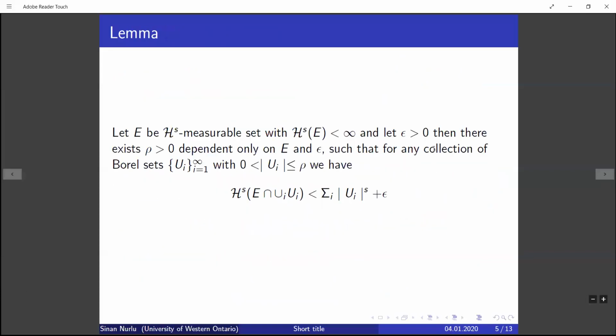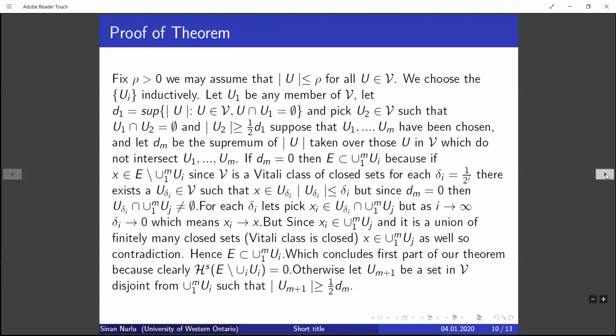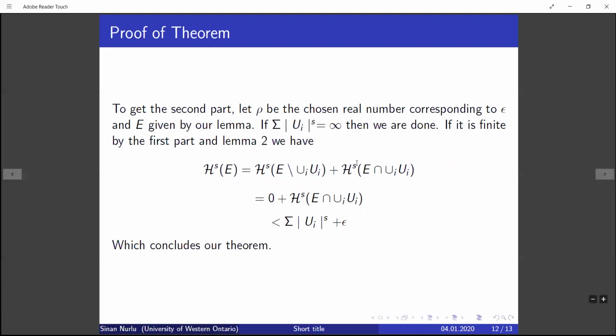If we recall, given any epsilon positive, we could find a rho depending only on E and the epsilon. For any Borel set, we could find such a rho that this inequality holds. And here, we are given an epsilon, we are given an E. According to these two variables, we can pick a rho such that this guy is smaller than this guy.